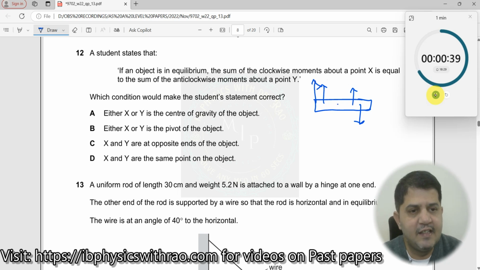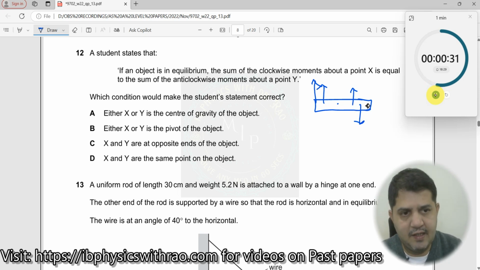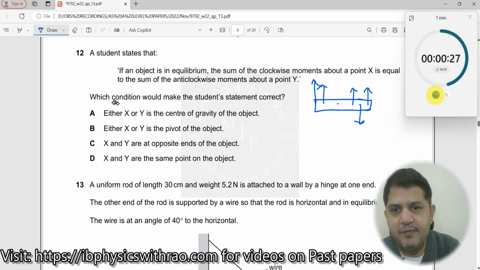Forces are acting like this. It's pivoted about the center. Now the sum of the clockwise moments is equal to the sum of the anti-clockwise moments. Let me say one more also here. That's what it says. That's the right one. So which condition would make the student's statement correct?